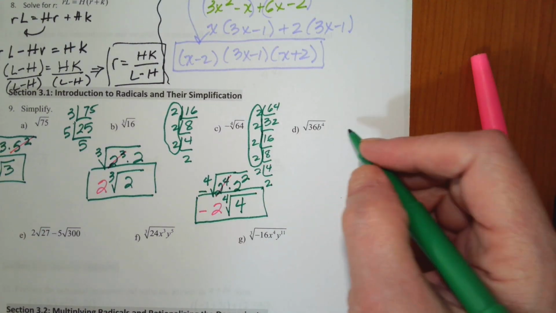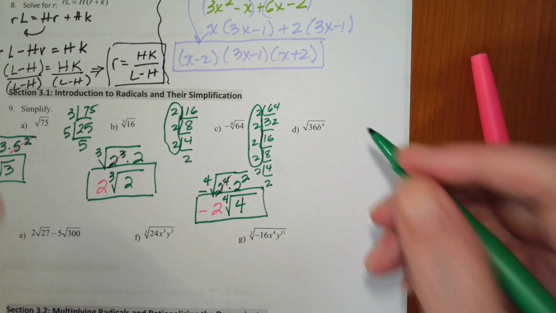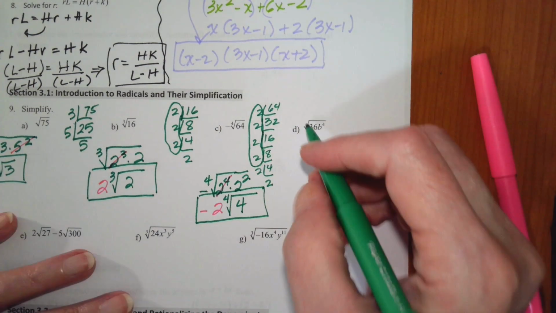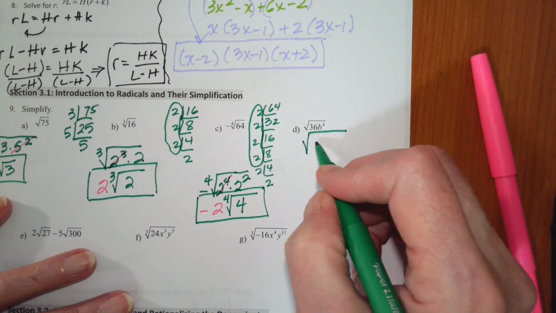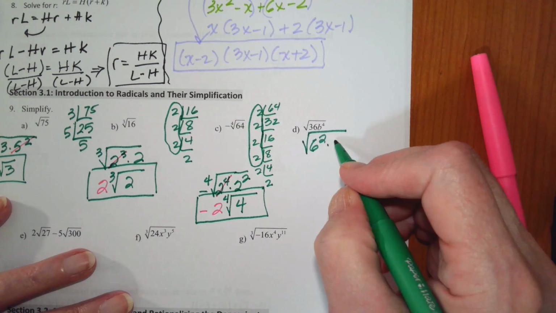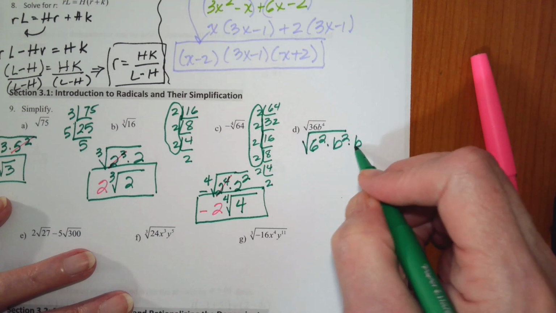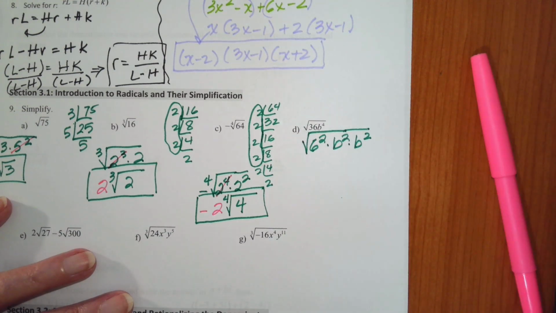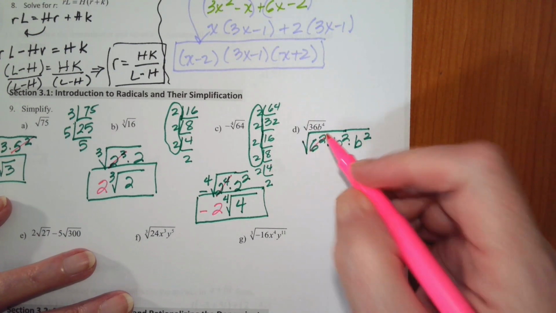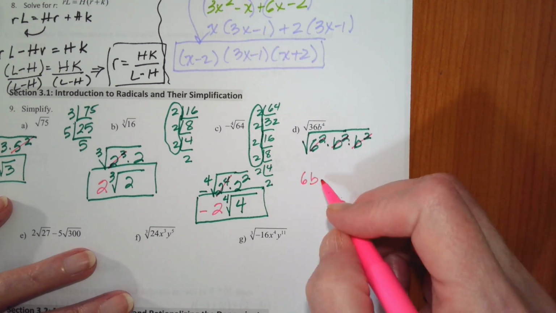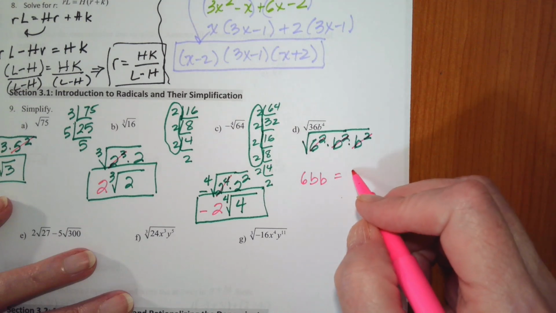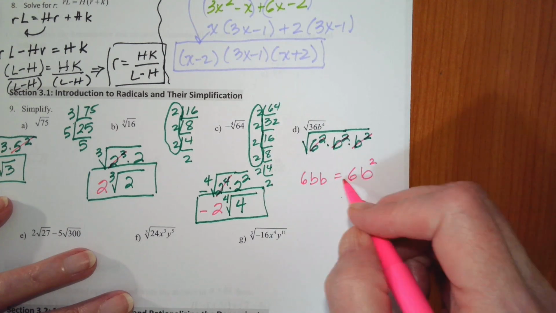Okay, if I have the square root of 36b to the fourth, again, if you recognize 36 as a perfect square, I can write this as the square root of 6 to the second times b to the second times b to the second. I'm looking for groups of 2. So this comes out as 6, this comes out as b, this comes out as b, which is just 6b to the second.